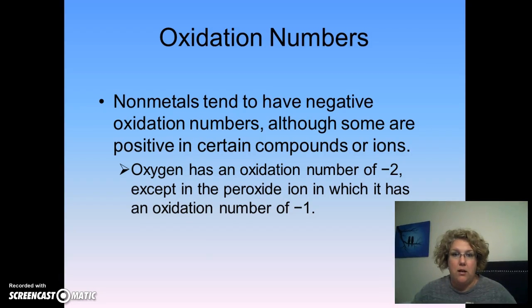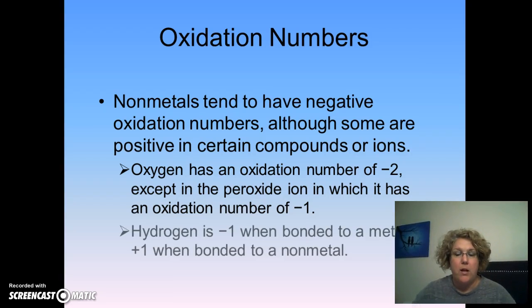In that less stable, more reactive situation with peroxides, the oxygen's -1. So unless it's specifically called peroxide, you can just assume the oxygen is -2. Now, hydrogen can go either way. He can be +1 and lose an electron, or he can be -1 and gain an electron. How do you know? Well, you have to see who he's bonding with.